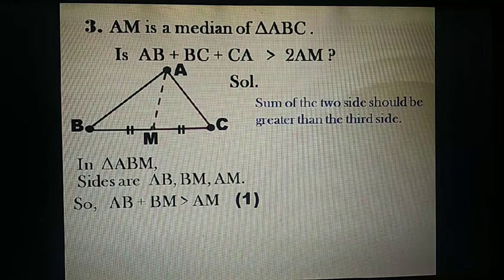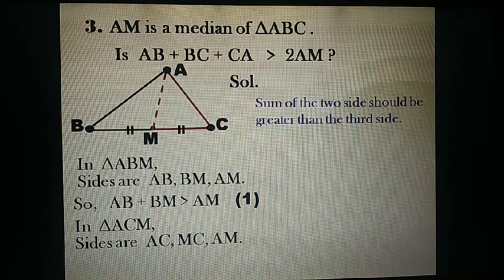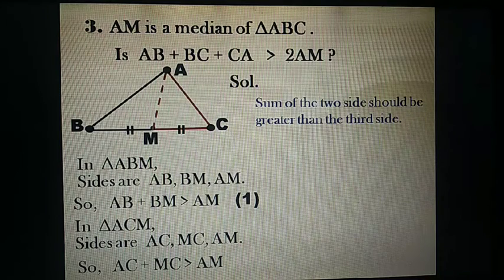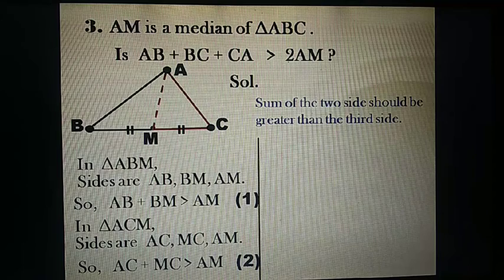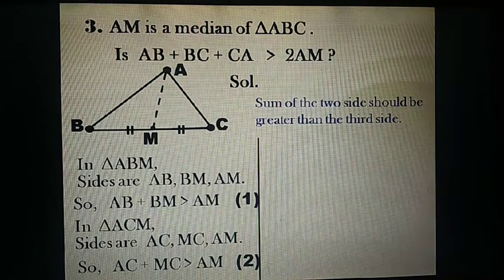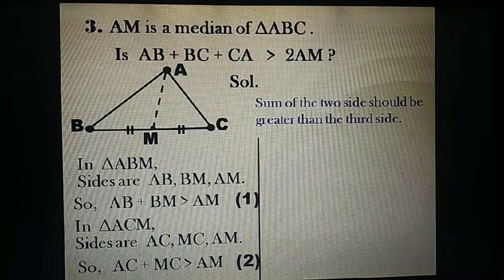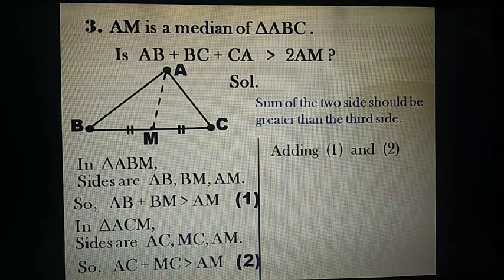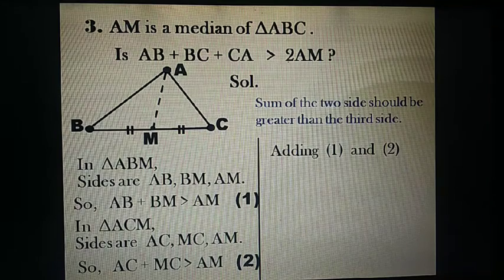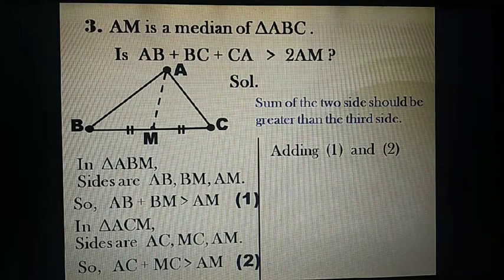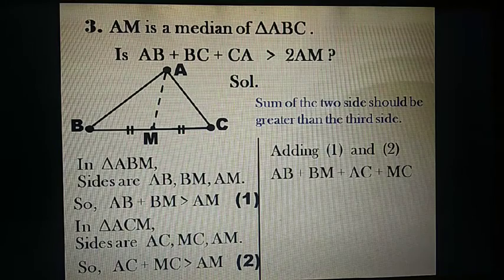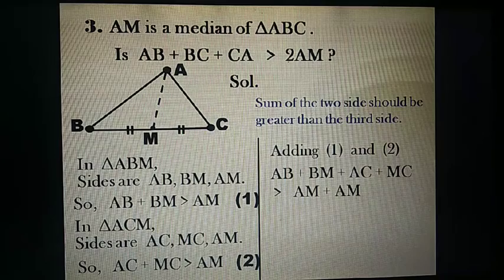Considering the next triangle, which is on the right of the median, the sides are AC, MC and AM. Again, we will use AM on the right hand side. The addition of two sides will be greater than the third side. These are the two equations which you will get using this property in both triangles. Now, in the final statement, I want 2AM on the right. So, to get 2AM, you will add both the equations. Adding equations means adding left hand side to left hand side and right hand side to right hand side.